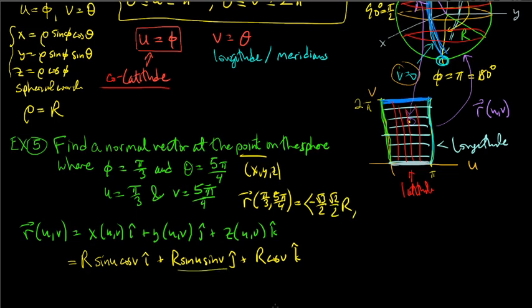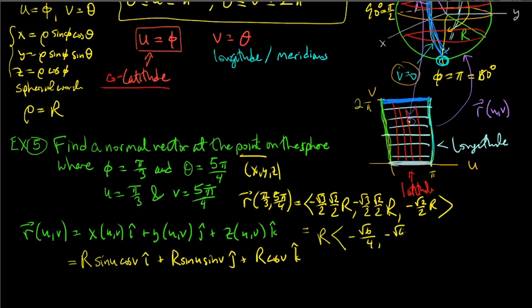And then y is going to be r times sine of u sine of v. So sine of u is still square root of 3 over 2, and sine of 5 pi over 4 is negative square root of 2 over 2, again times r. And then cosine of 5 pi over 4 is negative square root of 2 over 2, times r. The r is a constant, so it can come outside.